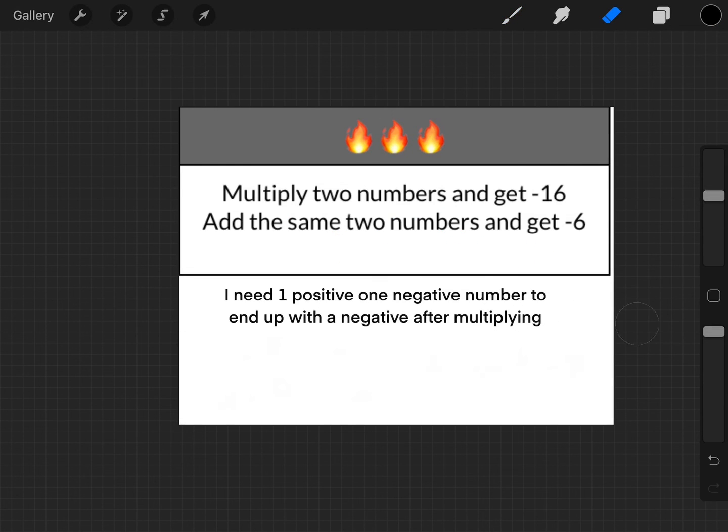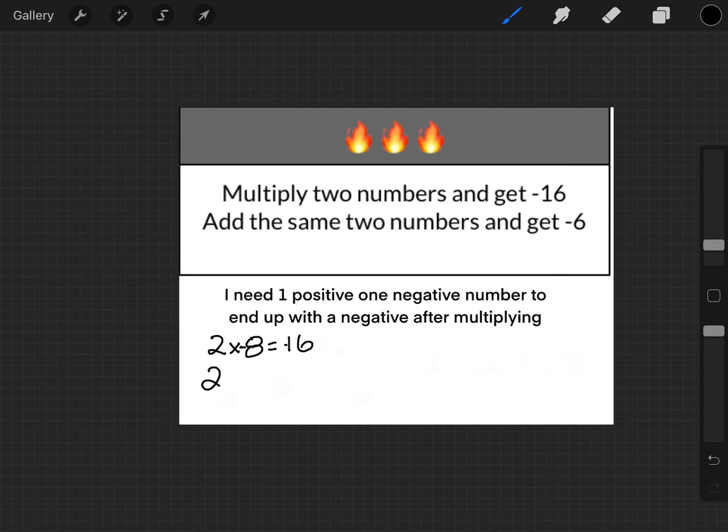This next one is super simple. I just need to multiply two numbers to get negative 16 and add the same two to get negative 6. I know that in order to get a negative number after multiplication, I need one positive and one negative. I also know that 2 times 8 equals 16. Now what if I make that 8 negative? Then the 16 would also become negative.